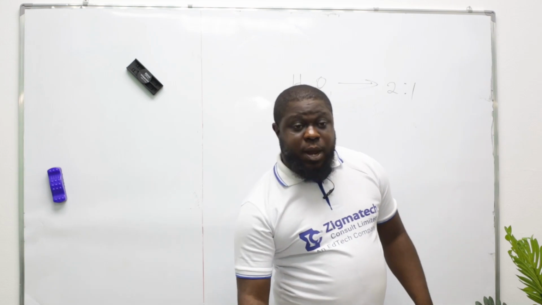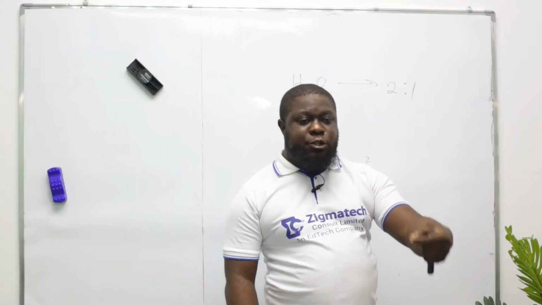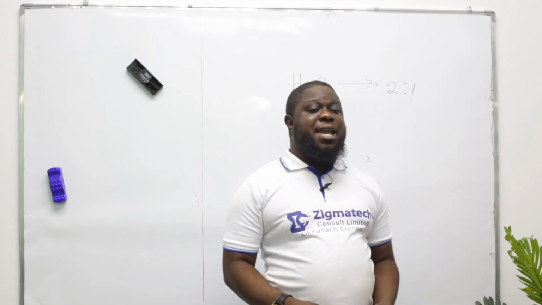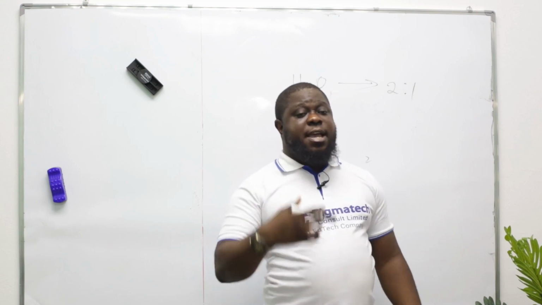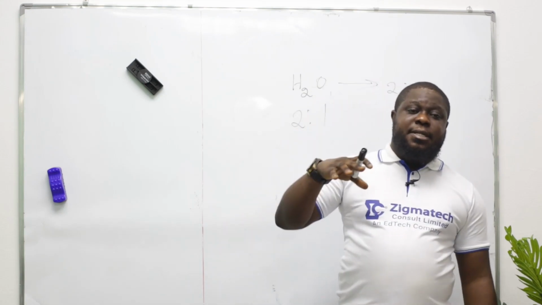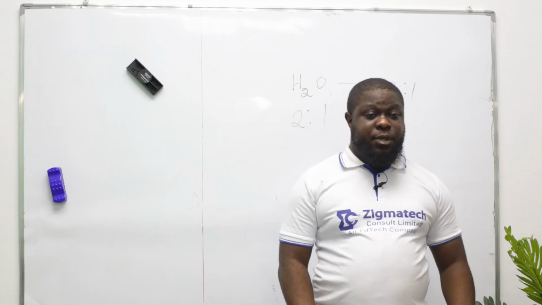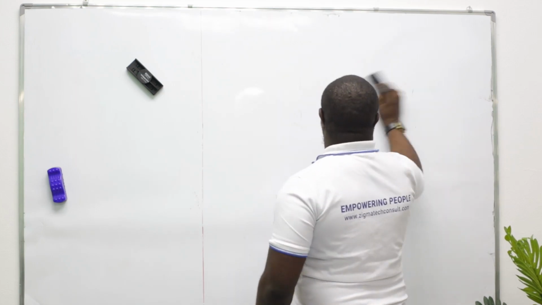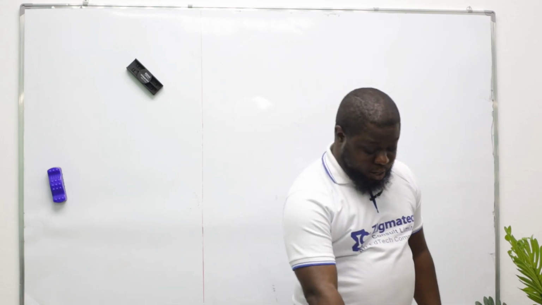Now, what is atomic constant? An atomic constant is defined as 1/12 of the mass of carbon-12. In essence, every carbon-12 divided by 12, that is 1/12, gives you the atomic constant. Now let's take a quick question on this atomic mass.